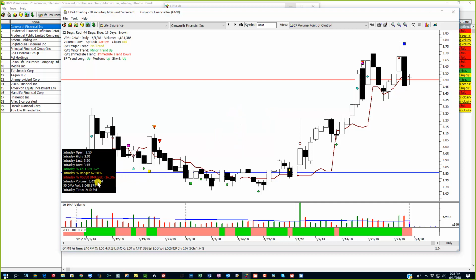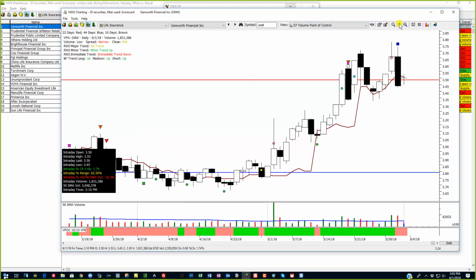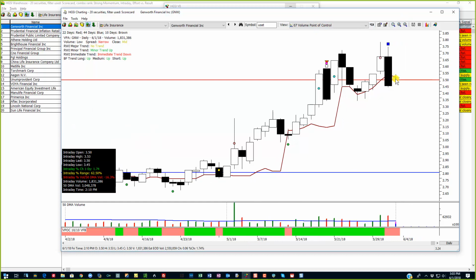So this particular stock, Genworth Financial, I just happened to be in here. This is the way it traded. It opened at 350. It traded to 353. The last is 350. What do we have? We have a doji over here. Didn't go anywhere. The intraday range, it closed at 62.5% of its daily range. What does that mean? It means that this doji, this closing price here, is at 62.5% of the daily range.